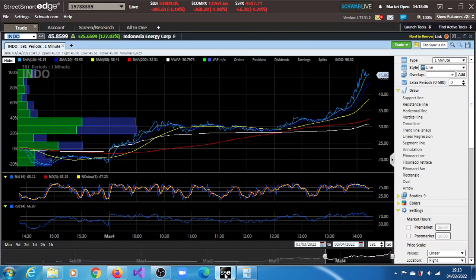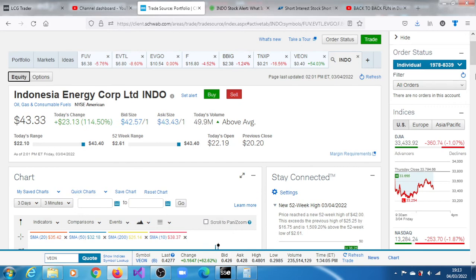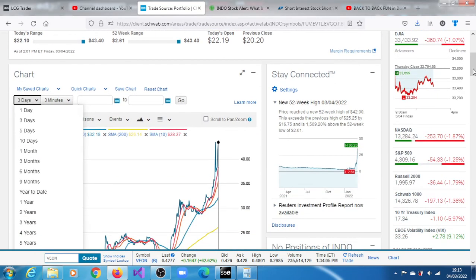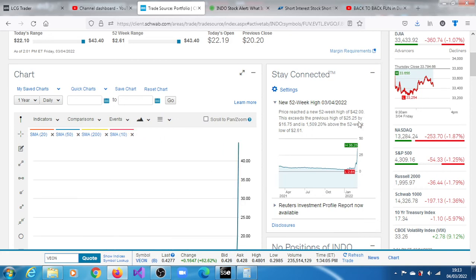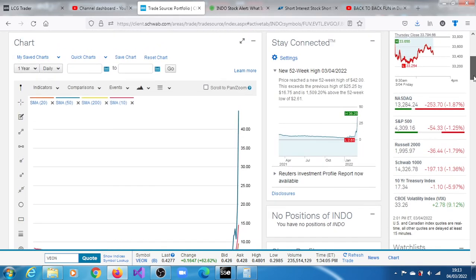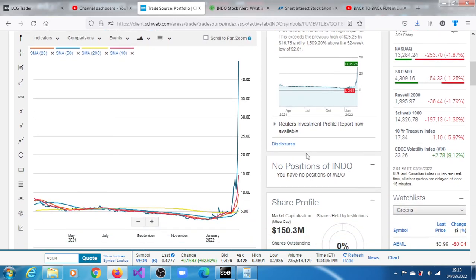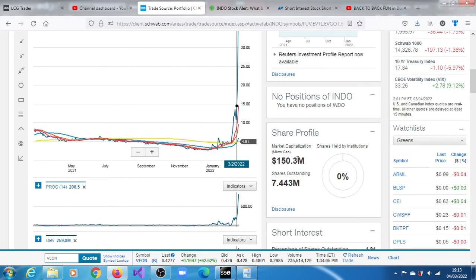Let's look at the daily chart on the static page, and we'll get an idea of its underlying trend. Price reached a new 52-week high of $42. This exceeds the previous high of 25.2 by 16.75, and is 1,509% above the 52-week low of 2.61. This 52-week high occurred today. Yesterday there was also a 52-week high. You can see that the underlying trend has now become bullish. Market cap is still only $150 million, and also a very small float. Very interesting things going on.